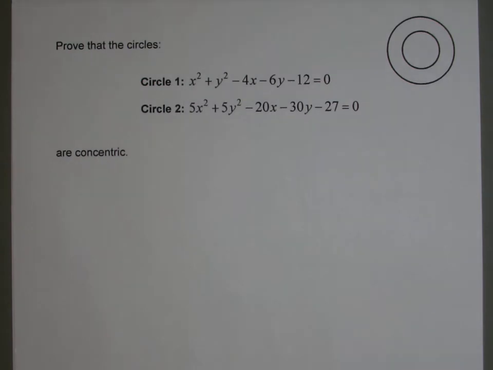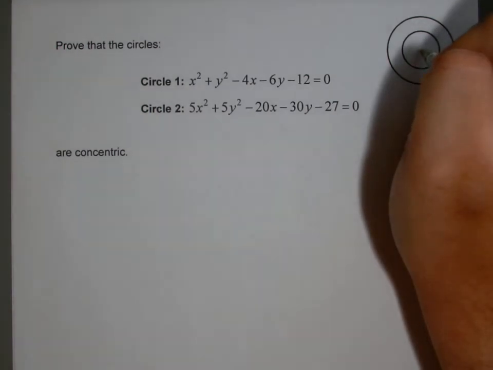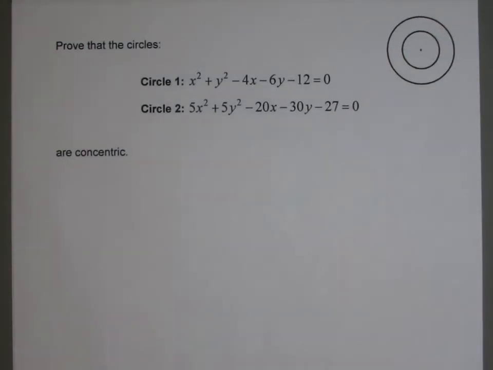Okay, prove that the circles are concentric. Now, if you don't know what the word concentric means, it simply means that the two circles have got the same center. So you can see here I've just drawn an image, which shows that both of these circles have got the same center. That's what concentric means. So we can prove that by working out what the center is for both of these circles.